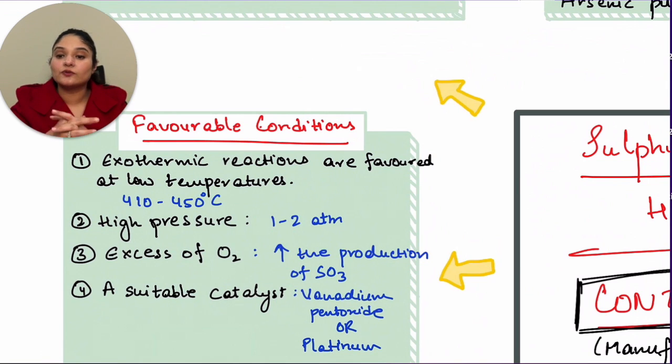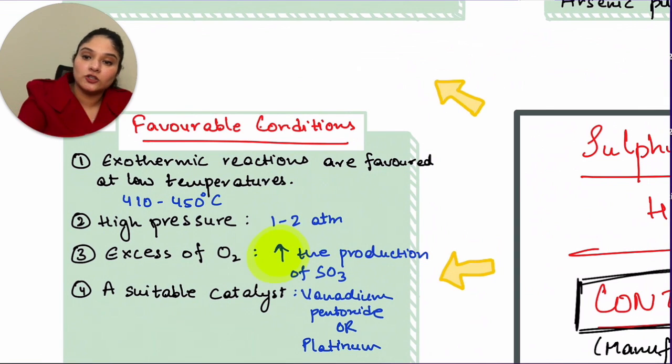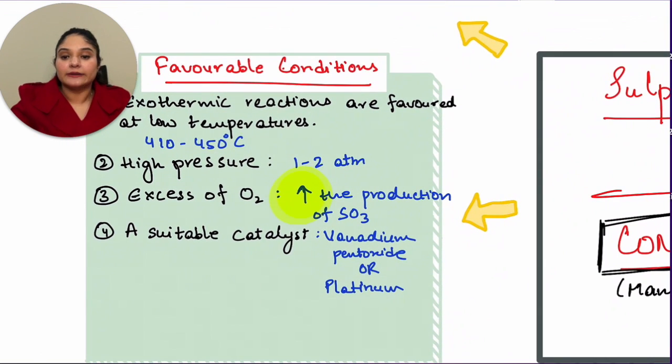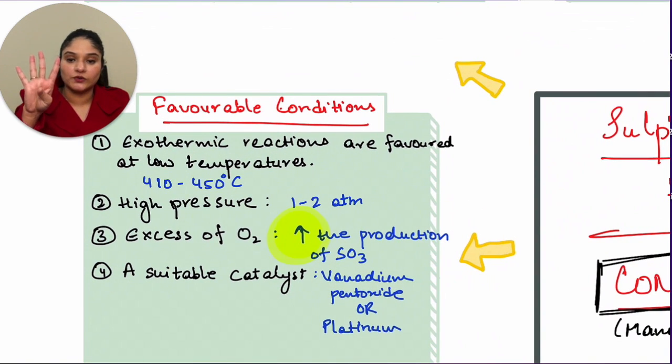Then excess of oxygen. Excess of oxygen increases the production of SO3. Then a suitable catalyst, you have vanadium pentoxide or platinum. So these are the 4 favorable conditions that you have to remember for the contact process.